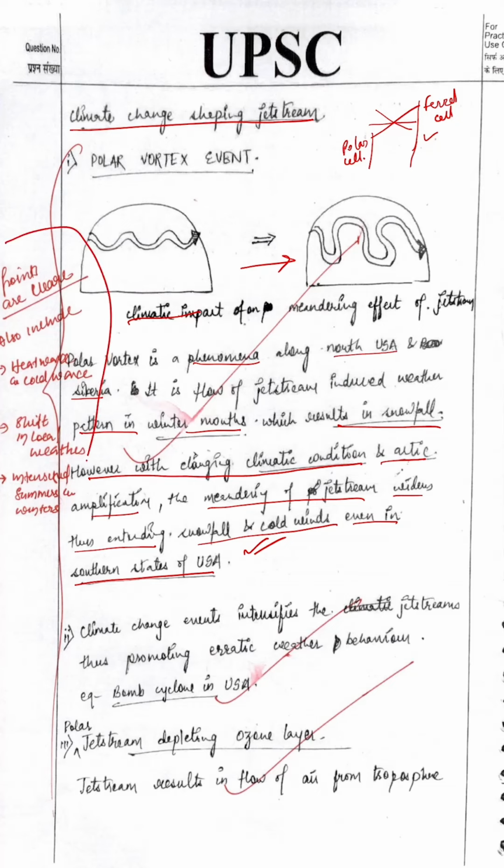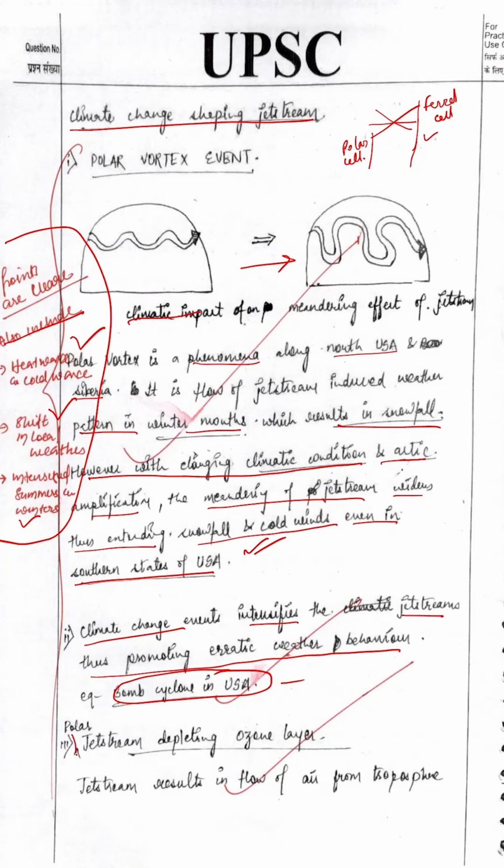As we can see, the examiner has seen all these points, and the examiner has said that the inclusion of heat wave and cold wave, the shift in the local weather pattern, then the intensified summer and winter conditions should also be included here. Then the next point is that climate change events intensify the jet streams, thus promoting erratic weather behavior. For example, the bomb cyclone in the USA, which also had the influence of the jet stream, resulting in the formation of a low pressure system, which actually occurred because of the presence of the jet stream.